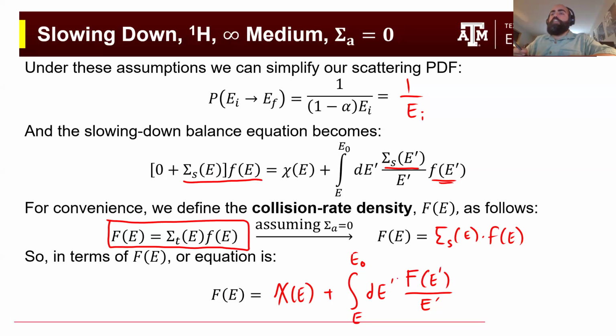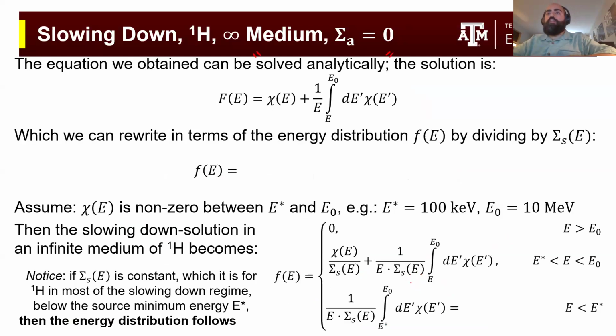So, right, big F of E is the thing that we are trying to solve for. This is complicated by the fact that we have F of E here, but it's also inside of the integral. And so the analytical solution to that equation is this equation. And this equation can be rewritten back in terms of the energy distribution function if we just divide both sides by sigma s. So if we do that, then big F of E is returned to little f of E.